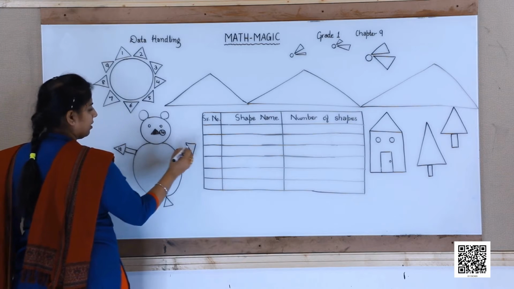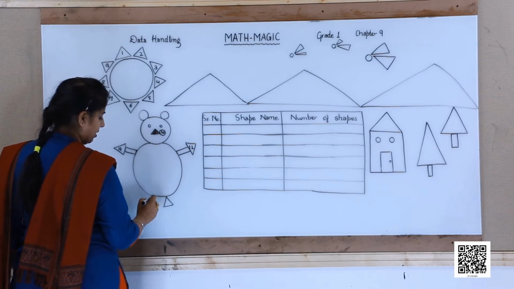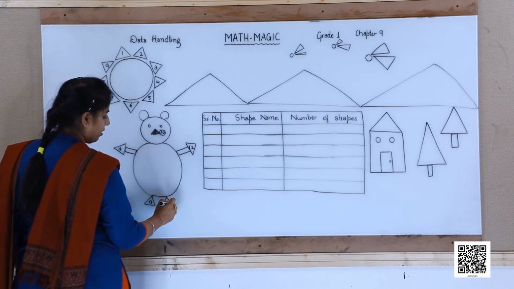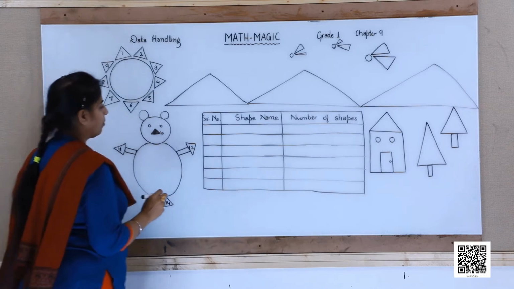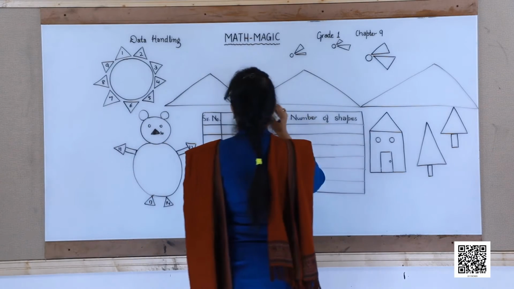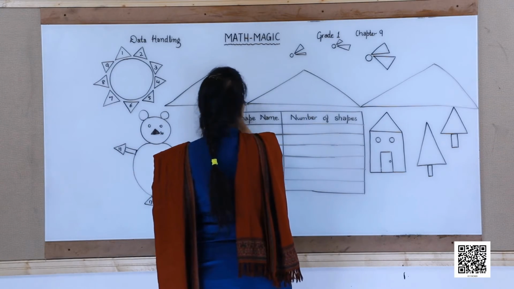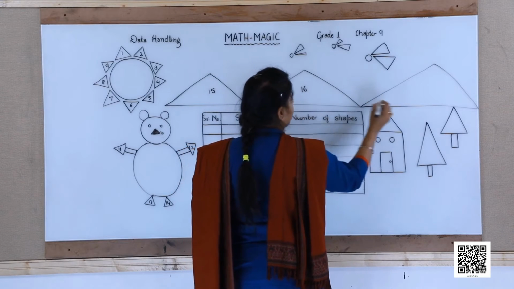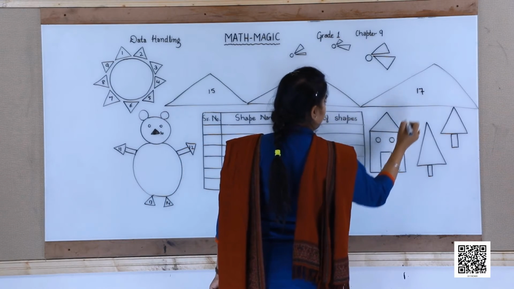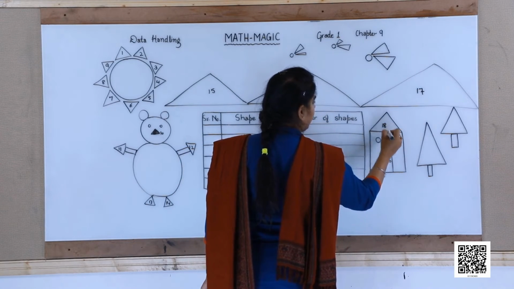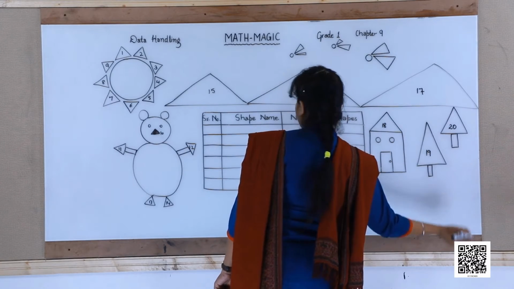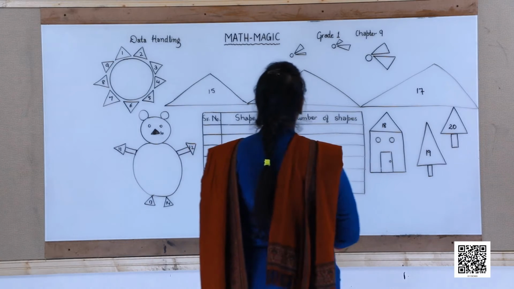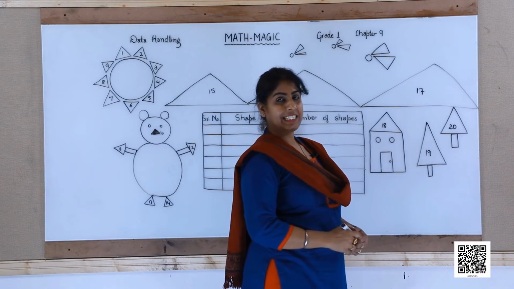11th, 12th, 13th, 14th. Okay, 15th, 16th, 17th, 18th, 19th, 20th. How many triangles? 20.